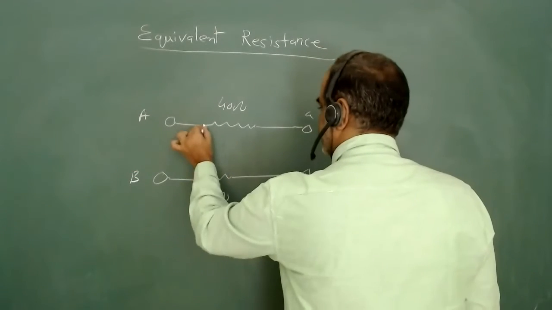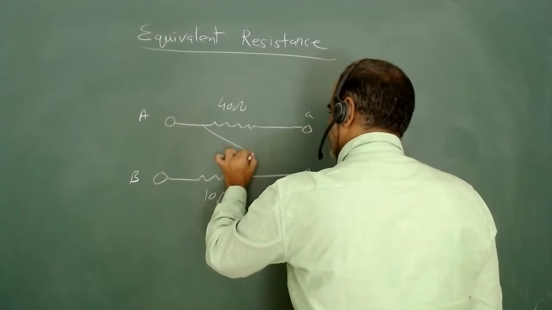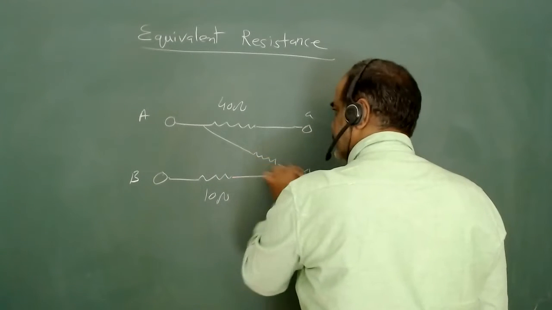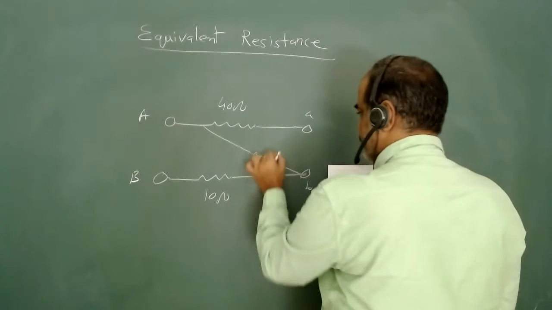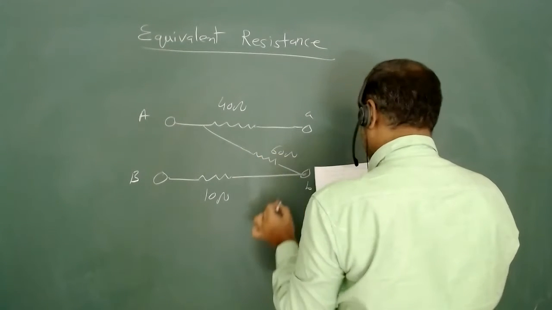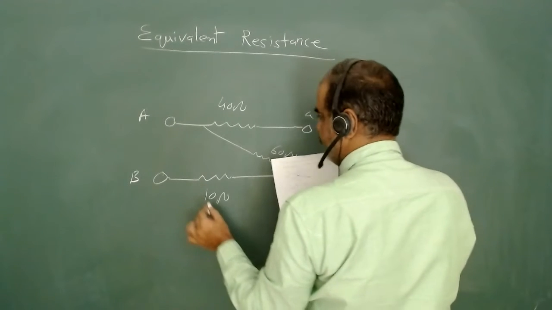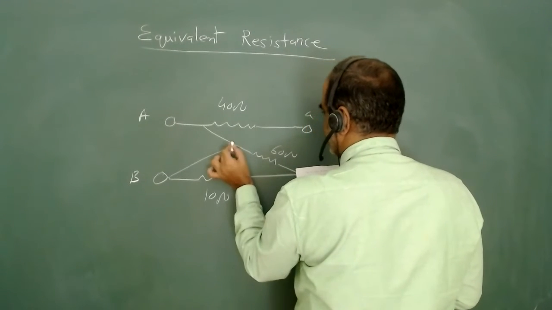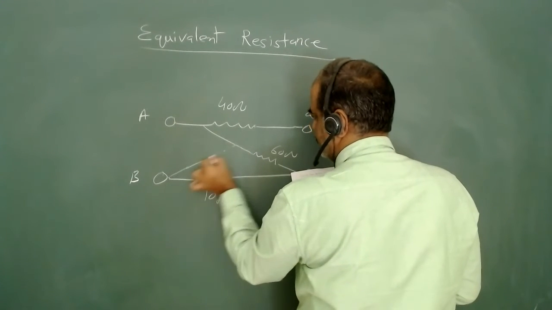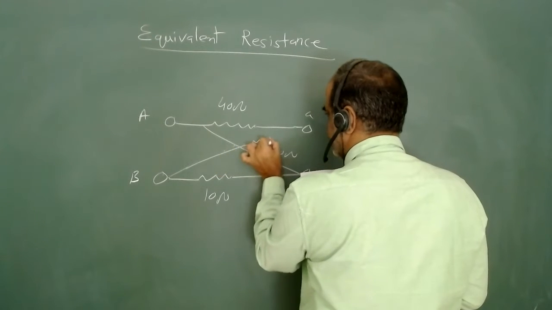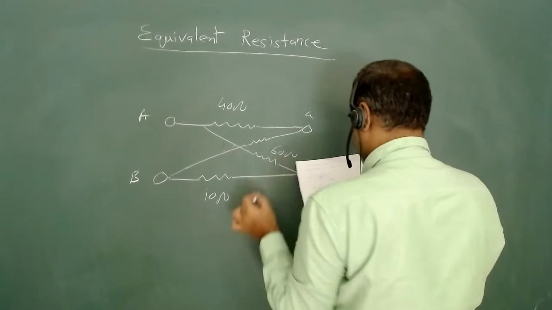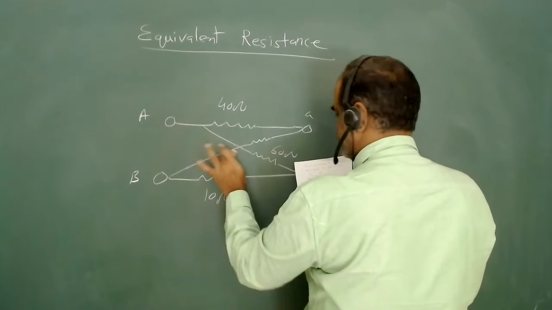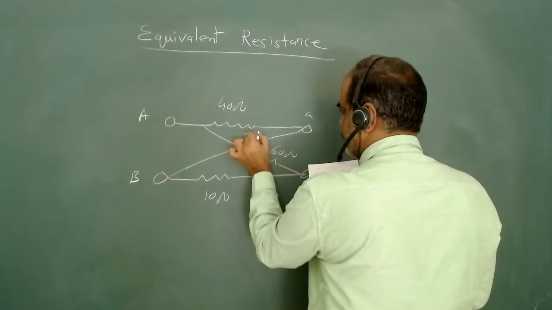Now suppose one more resistance is connected between this A and B. The value is given as 60 ohm. And I have one more resistance connected between B and A, and the value is given as 90 ohms.